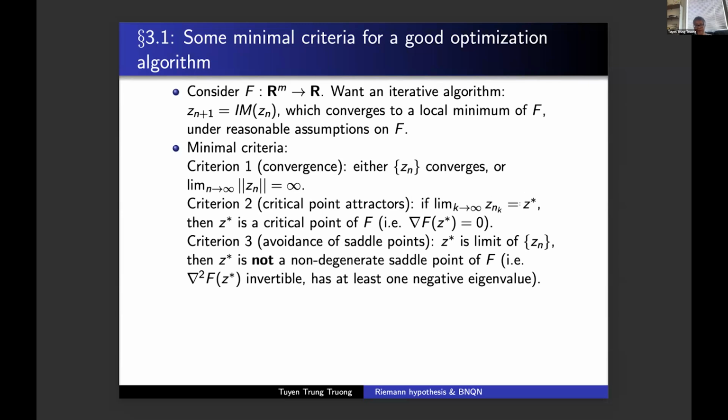The second one is that if it converges to a point z star, or even if it has a subsequence that converges, then z star should be a critical point of f, because we look for local minima, and local minima are critical points. But we have many types of critical points, and one which might be troublesome is saddle points, so we want to avoid such points. So we want that if z0 is randomly chosen, then z_n is not a saddle point. Roughly speaking, these criteria will assure that we can find local minima.